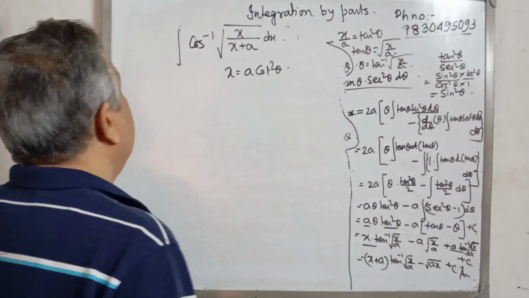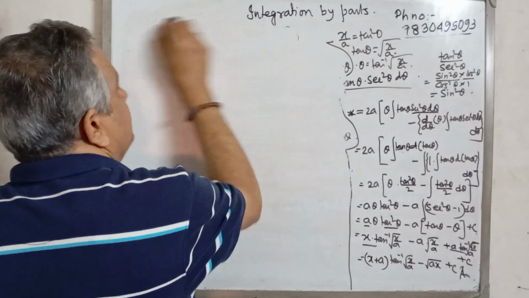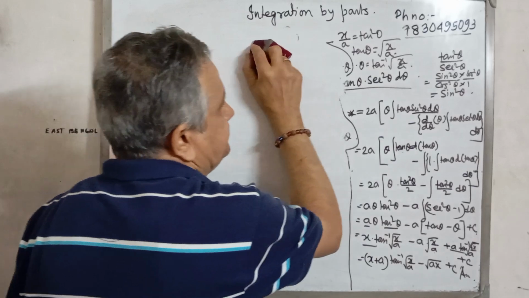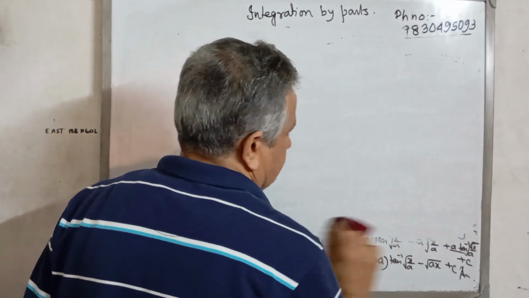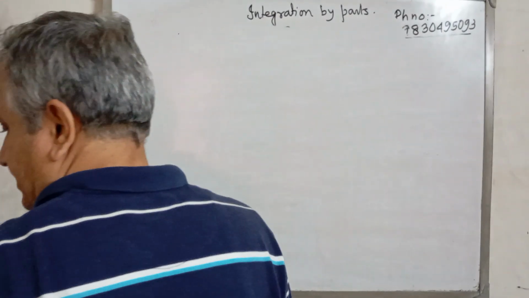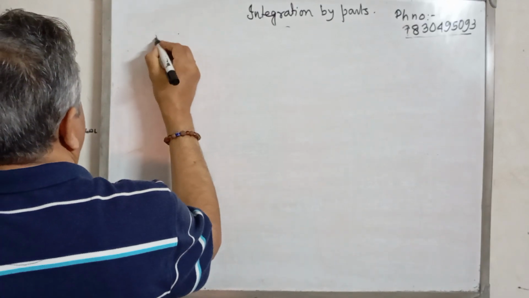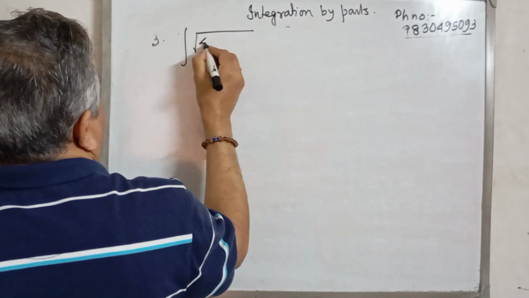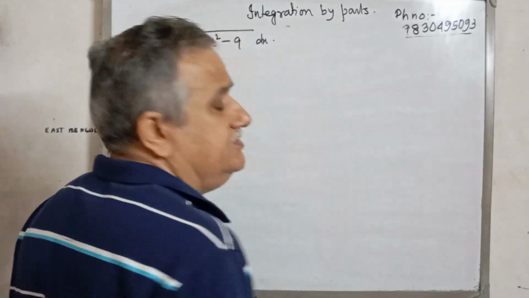Now we can go to another problem for by parts. One or two problems, then we conclude our by parts part. My next problem is a very simple problem. Number 3, integration of root over 4x square minus 9. This is by using a direct formula.